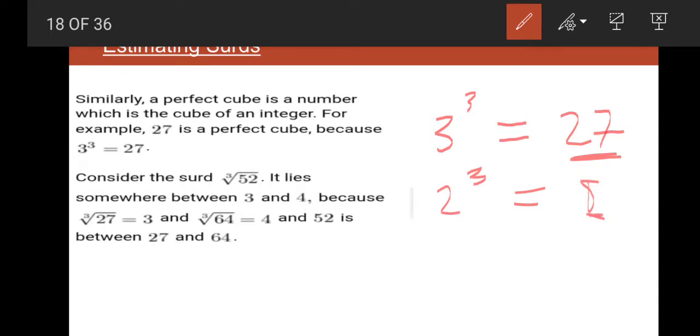Let us look at the last example. It is 4 cubed. If we cube 4, we will get 64. So this also is our perfect cube.